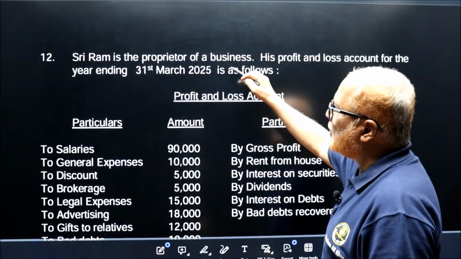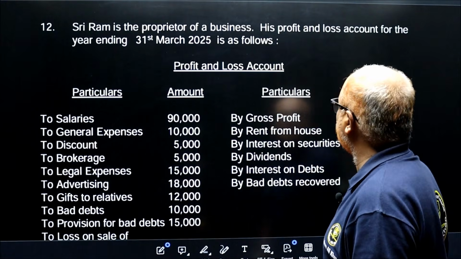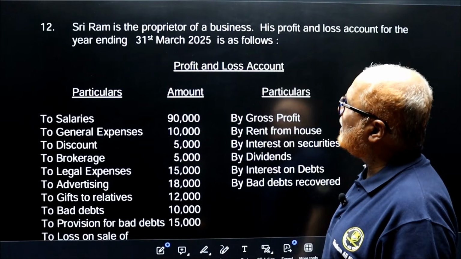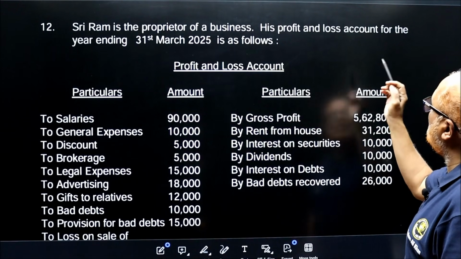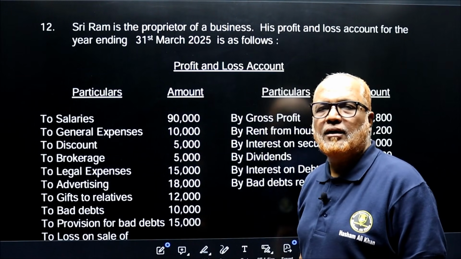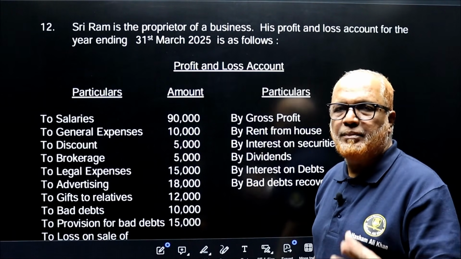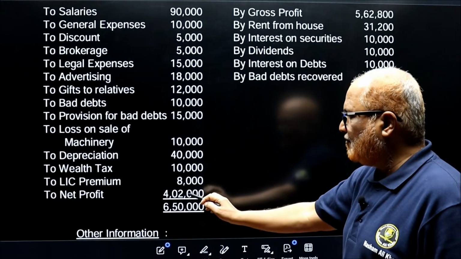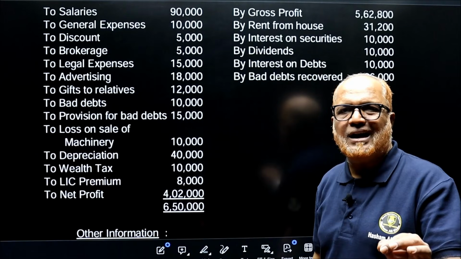Now I am coming to problem number 12. See carefully. Sri Ram is the proprietor of a business. His profit and loss account for the year ending 31st March 25 is as follows. So here it's a business income problem. Profit and loss account is given. So how much is the profit? 4,02,000 is the profit. This is the starting point.